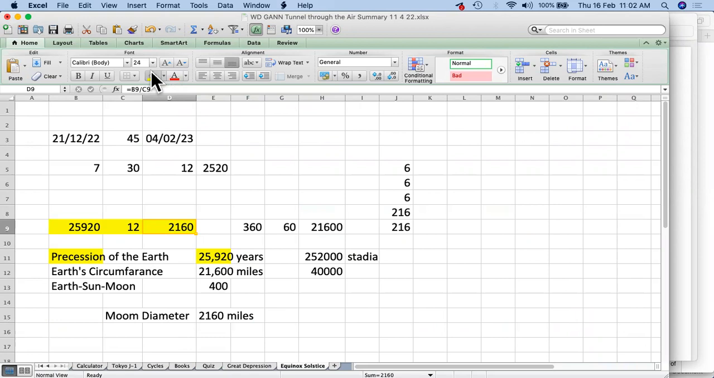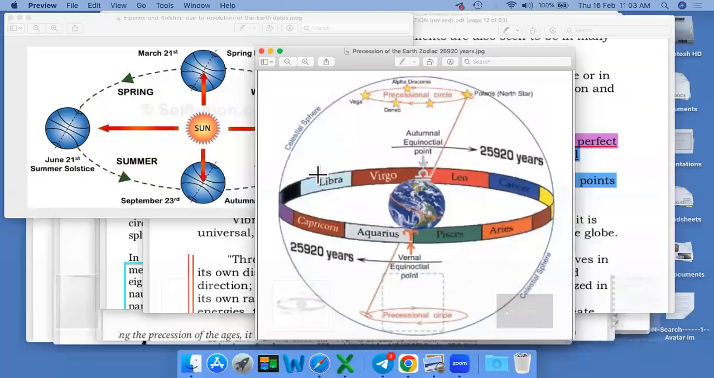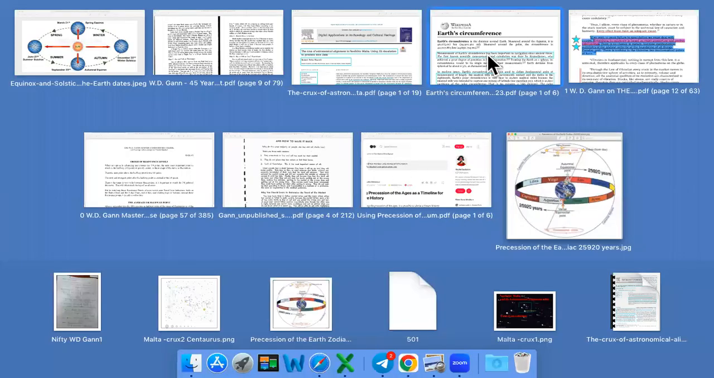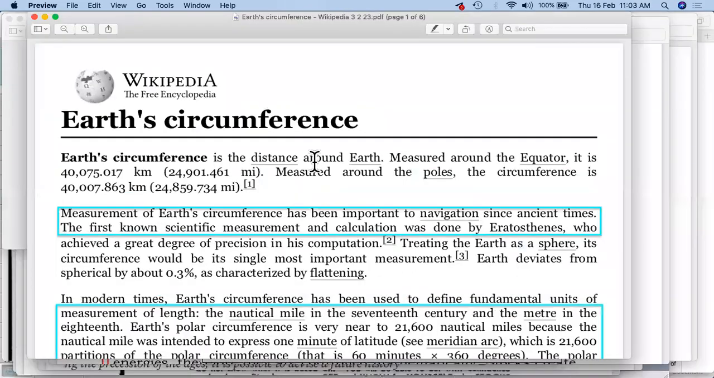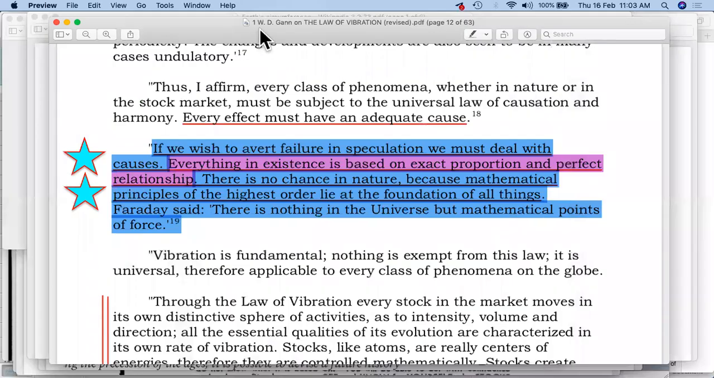Let's try to see further. Now, for further details, because this number is important and there is something specific about this number, we'll go across one more article, called Earth circumference. But why are we going through these details? Let me just tell you a very brief thing. This is the book which has been called by the name of W.D. Gann on law of vibration.